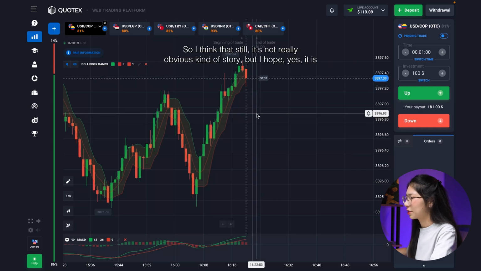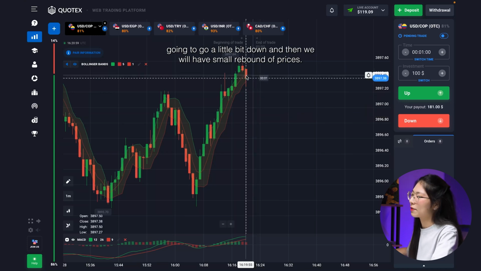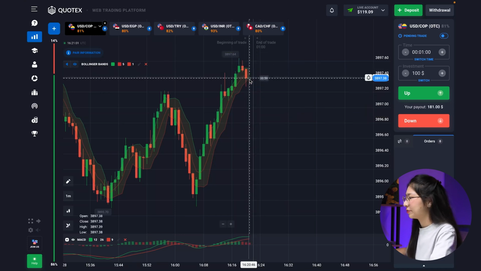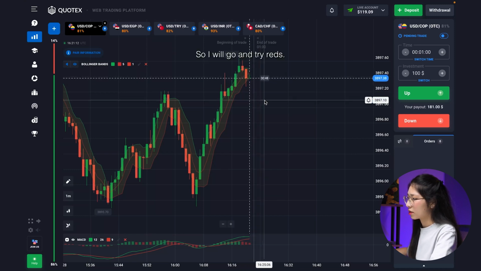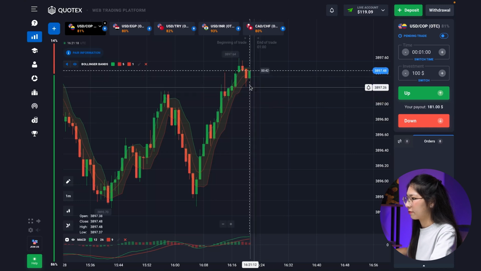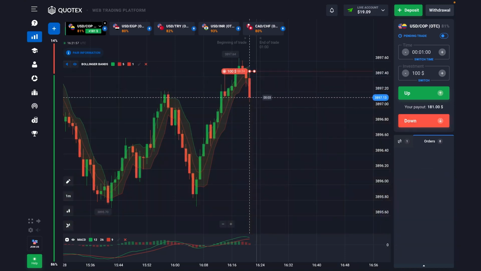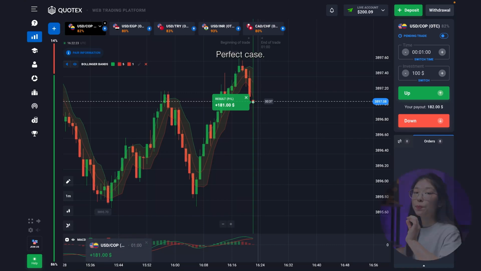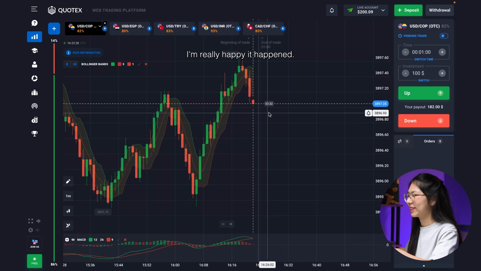So I think it's still not really an obvious story, but I hope it's going to go a little bit down and then we will have a small rebound of prices. So you see it's going to happen, and then again the reversal of the story would come and continue. So I will go and try reds. Let's go. So, perfect case, you see I'm having $200 and I'm really happy it happened.